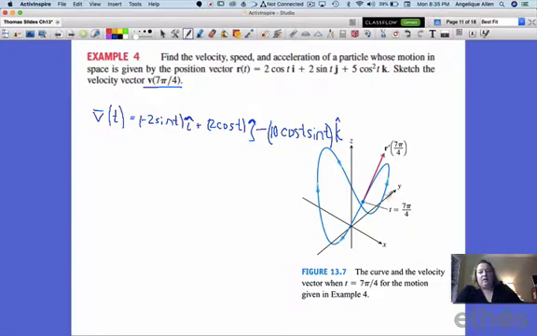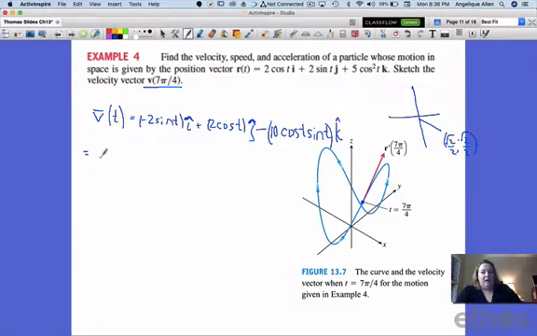Now notice the picture here. They've pointed out where t is 7 pi fourths, and they've drawn the tangent vector to the curve right there. So when we plug in 7 pi fourths here, so 7 pi fourths is here, which is going to be root 2 over 2 for cosine and negative root 2 over 2 for sine.